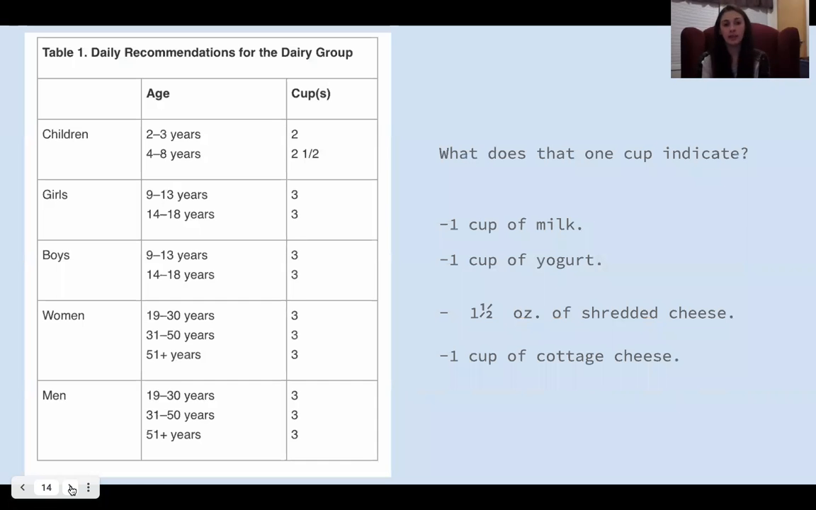So this is our chart for the daily recommendations for the dairy group based on your age. So what does that 1 cup indicate? So we have 1 cup of milk, 1 cup of yogurt, 1/2 ounces of shredded cheese, and 1 cup of cottage cheese. So if you're looking at that 3 there, you're going to want to have 3 of those in your daily meals.